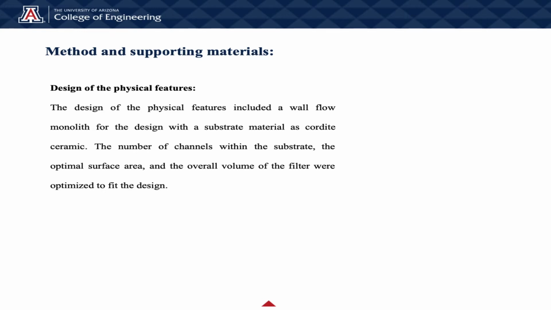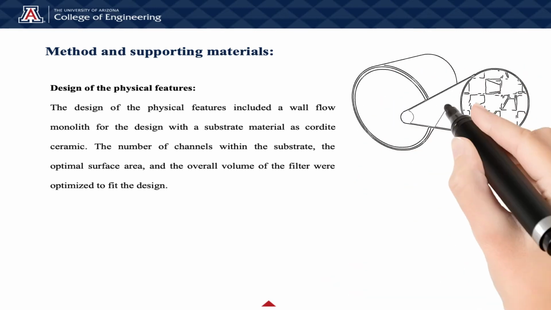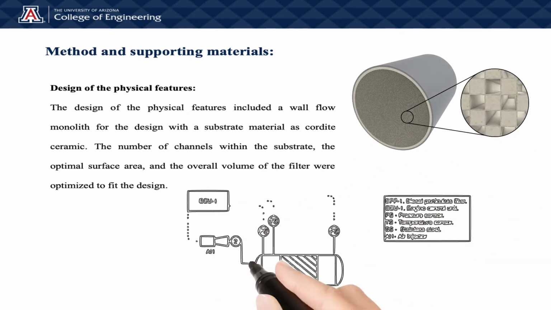The method of approach to find the optimal design was to divide the project into two aspects: the design of the physical features and the design of the chemical features. First was the design of the physical features. A wall flow monolith was the base for the design. The substrate material chosen for the filter was cordierite ceramic. The number of channels within the substrate, optimal surface area, and overall volume of the filter were optimized to fit the design. Here are a simulated picture of the substrate inside the DPF and the PNID of our design.